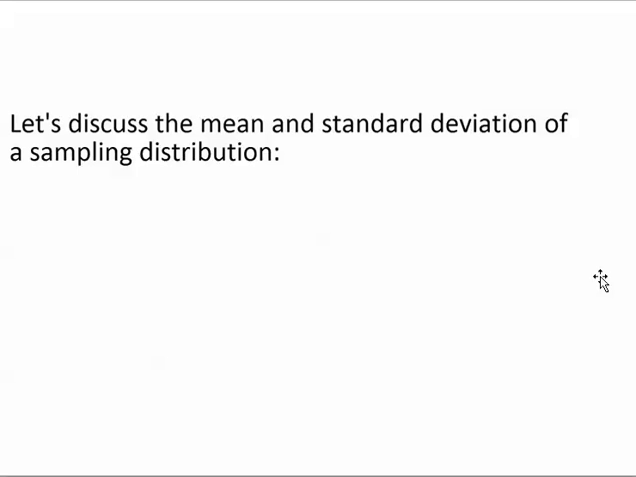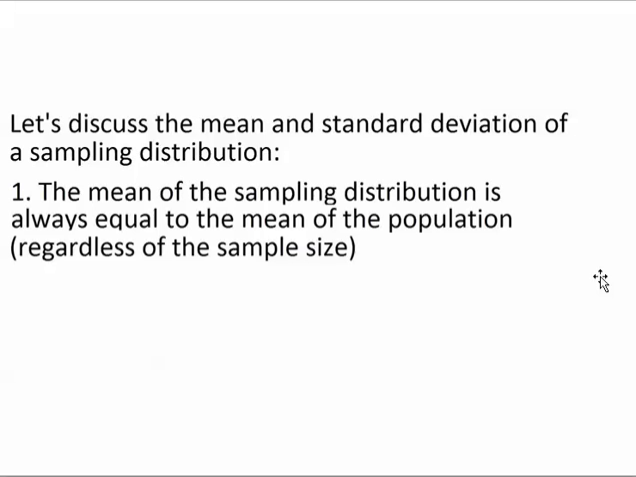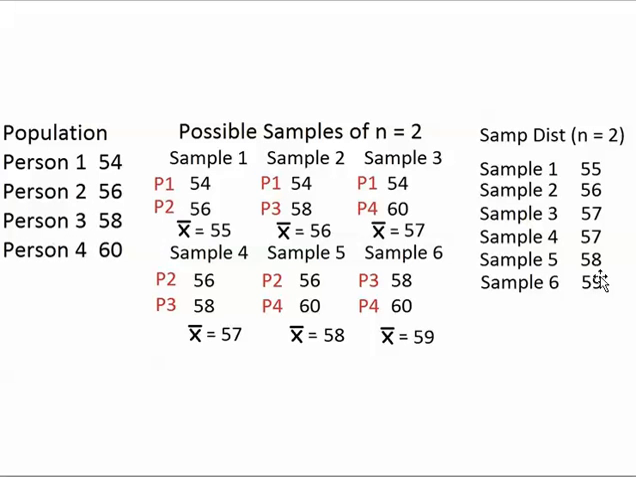Now let's discuss the mean and standard deviation of a sampling distribution, because a sampling distribution is really just a list of numbers, so any list of numbers has a mean and standard deviation. The mean of the sampling distribution is always equal to the mean of the population, regardless of the sample size. That's something we'll look at in a second. So the sample means are always centered at the population mean. So let's take a look at that.